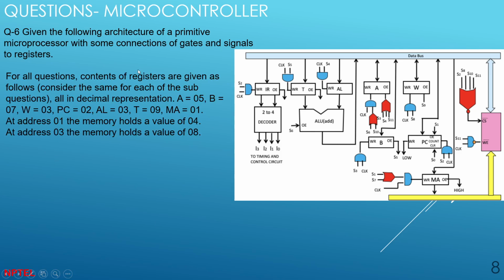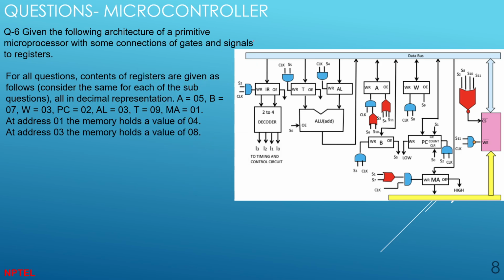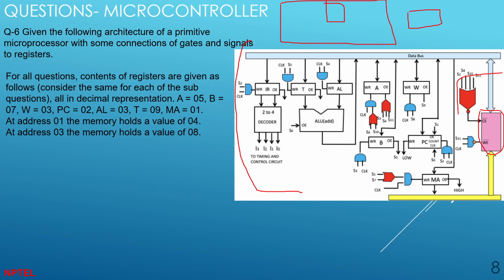So they have given this architecture diagram of a microcontroller. It's a primitive microcontroller. You can see here, this is your chip. This is the memory block, and these are basically your peripherals. There is a kind of board where all these peripheral chips are. This is the memory chip, and this is the address line, MA. MA is the memory address line.